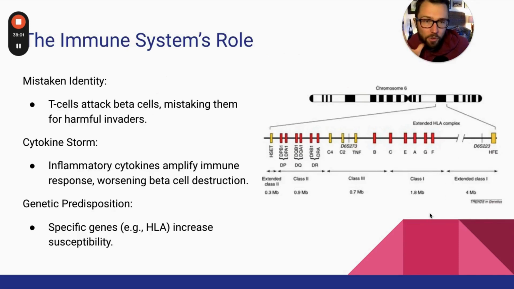So let's talk about the immune system a little bit. What are the ways in which our immune system is suspect in all of this? They talk about molecular mimicry, right? Mistaken identity. This could be T cells, which are a type of cell in our immune system that helps attack invaders. Have our beta cells been incorrectly labeled as enemies?